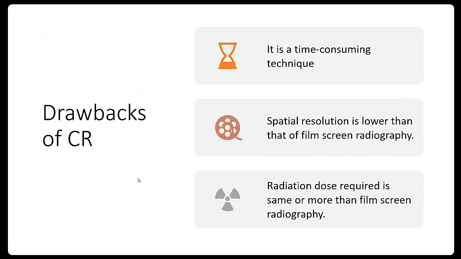Then thirdly, radiation dose required is same or more than film screen radiography. So radiation dose is almost same in both film screen and computed radiography. So computed radiography has no advantage in the aspects of radiation dose. So these are the drawbacks of CR.